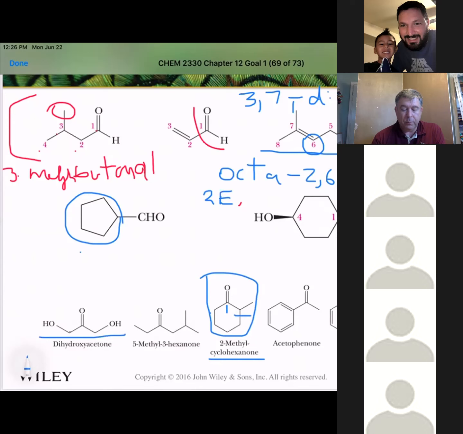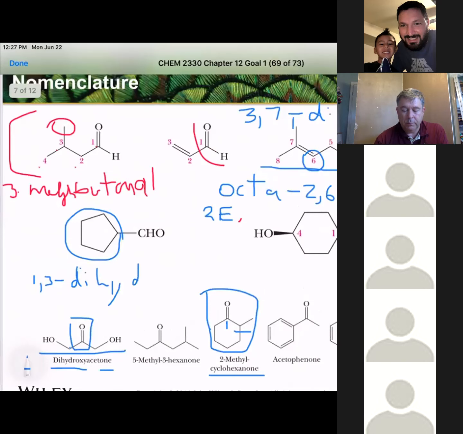We have 1, 2, 3 carbons total. So the common name would be dihydroxyacetone. Notice a ketone is higher in priority than an alcohol, so it takes the parent name. So if we were to name this in IUPAC terms, we would name that propanone. So it'd be 1,3-dihydroxypropanone.